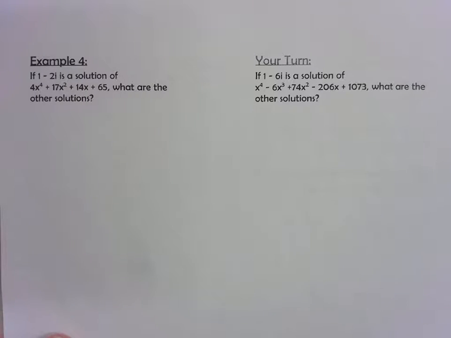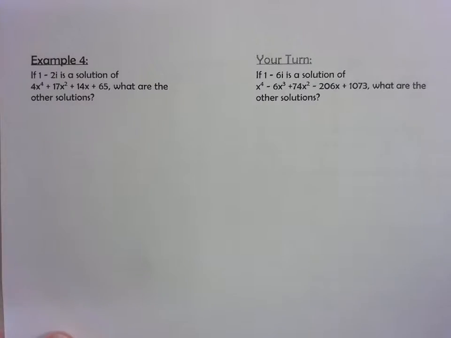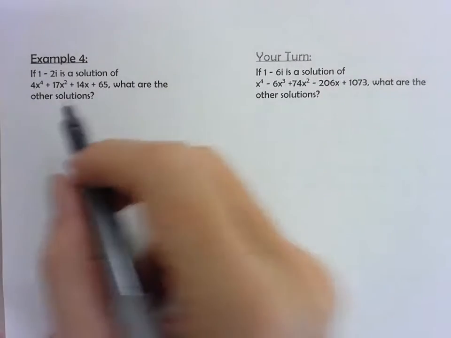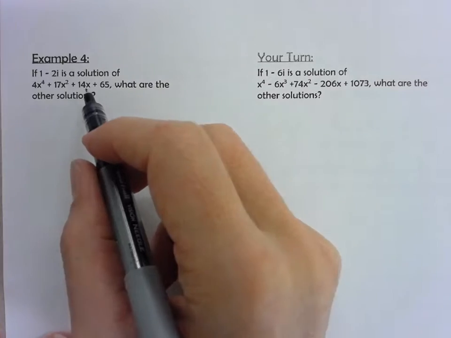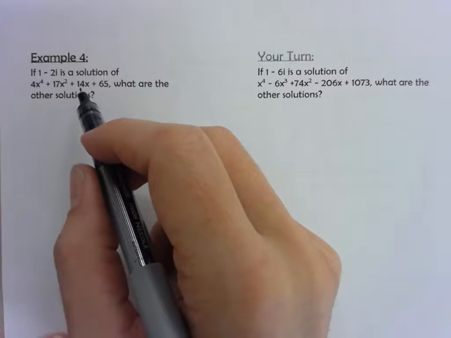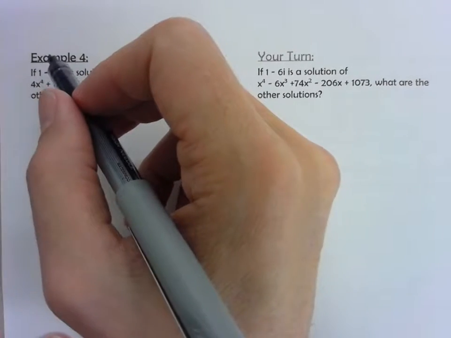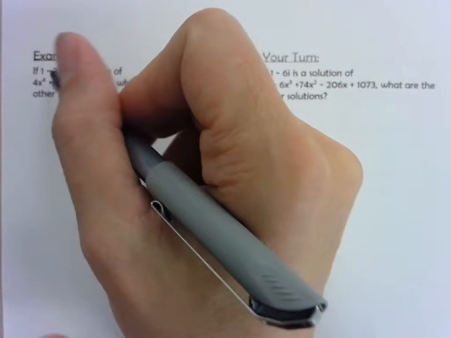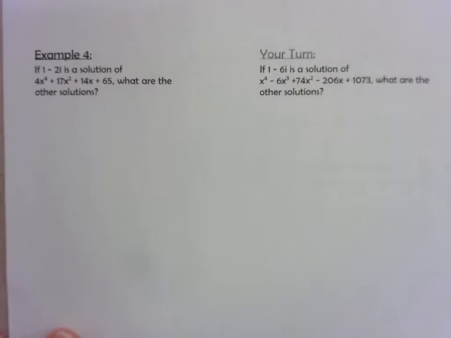Okay, this is the second part of the notes that we're working with for Honors Math 3. This is example 4, and your turn to go along with that. These problems can be tricky, but I kind of like them because in the end, a lot of things cancel out, and so it tends to work out.